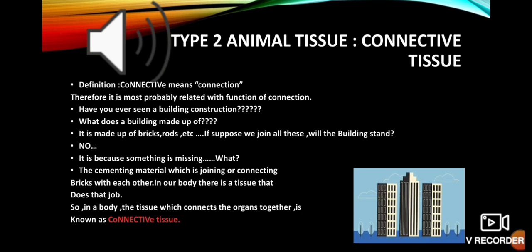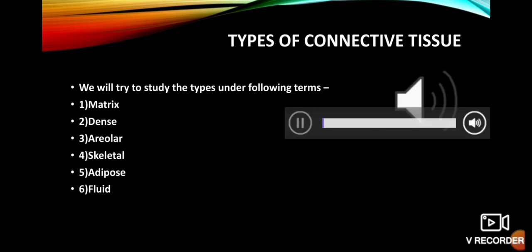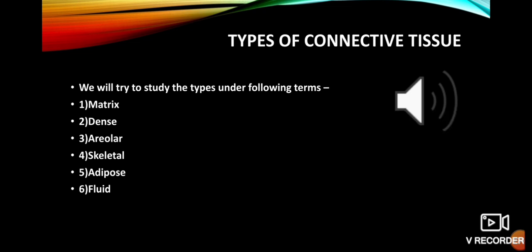So in a body also such type of cementing material is present in the form of a tissue, which mainly facilitates the function of connection. What is the name of the tissue? It has been named as the second type of animal tissue, that is the connective tissue. We can say that the connective tissue is the type of tissues which connect the different organs of your body.